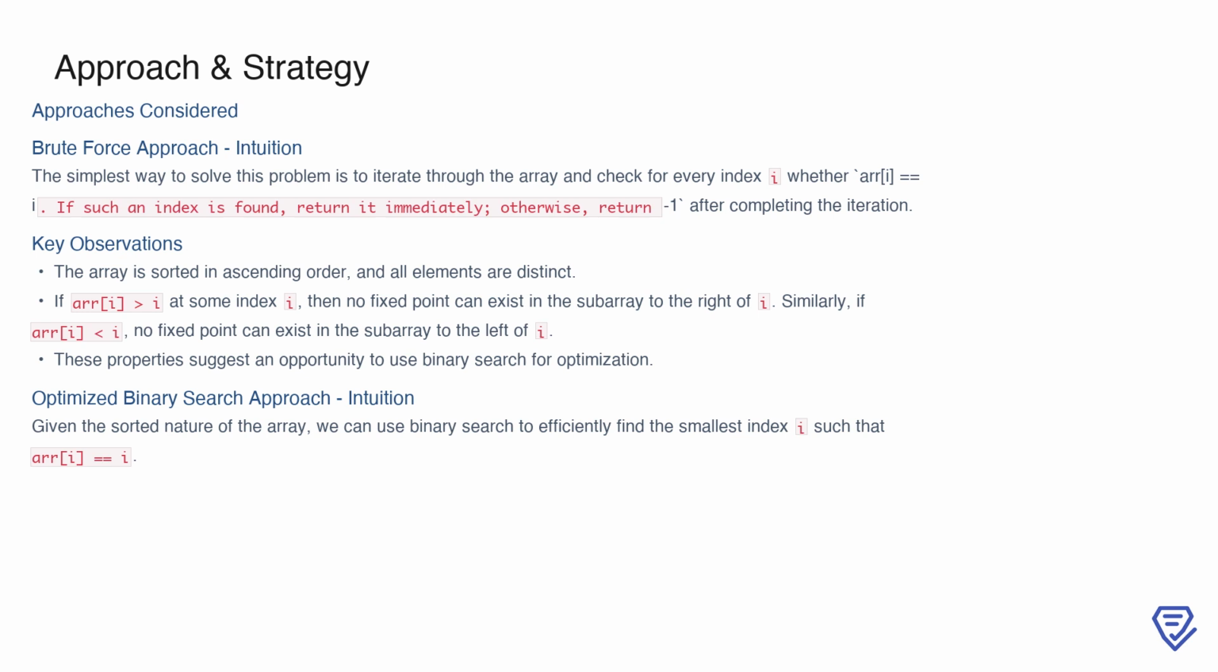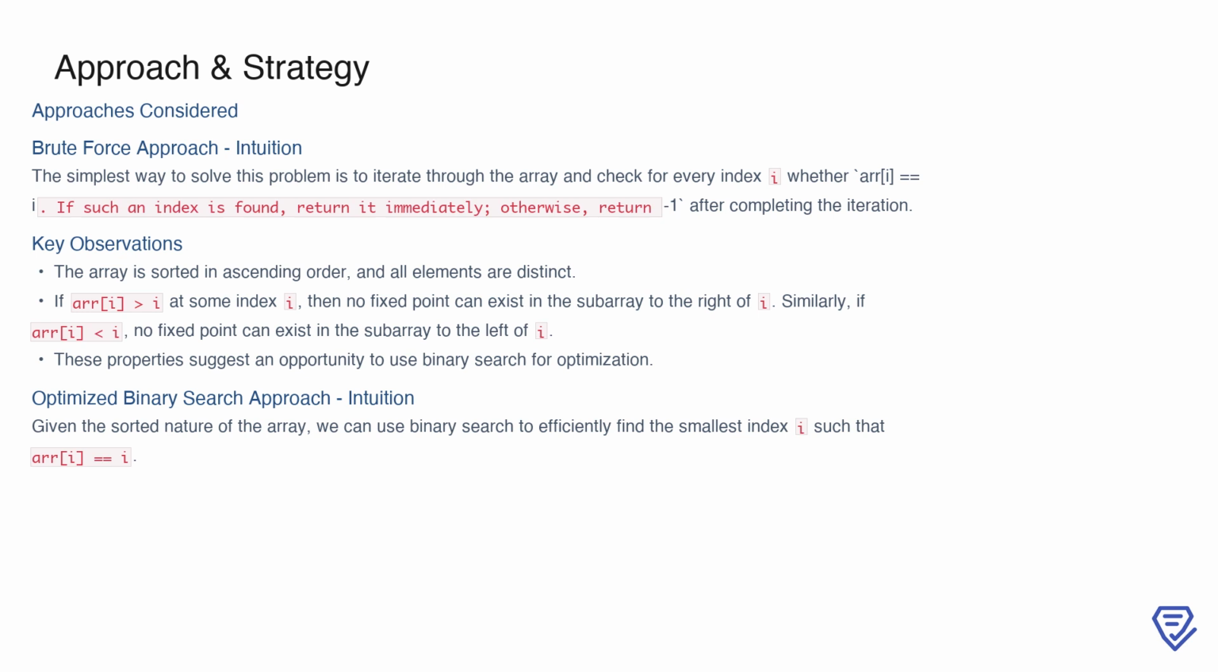Now, there are some key observations that can help us refine this process. First, because the array is sorted in ascending order and all elements are distinct, we can leverage specific properties. For instance, if at any index i, the value arr[i] is greater than i, it means no fixed point can exist in the subarray to the right of i. Similarly, if arr[i] is less than i, it eliminates the possibility of a fixed point in the subarray to the left of i. These observations suggest that instead of checking every element, we can narrow down our search range using a more efficient method. This brings us to the optimized binary search approach.